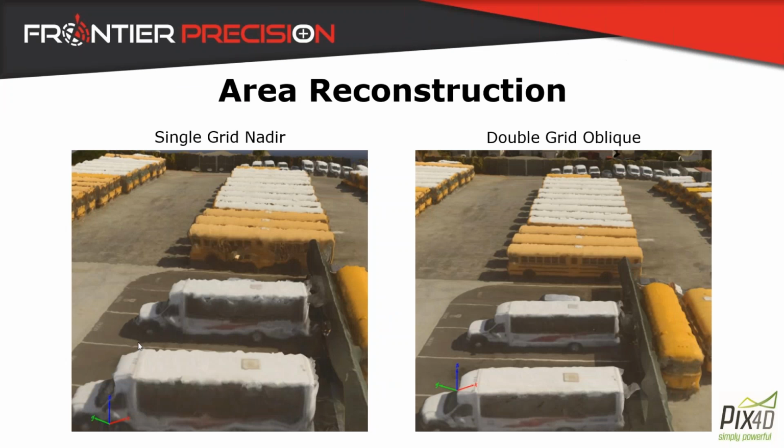Just to give you an idea here, it's basically the same data processed with a nadir flight versus a double grid oblique flight. On the left we can see the nadir, on the right we can see the oblique, and you can definitely see there's a difference between the two. We get much more definition and detail with the oblique flight on the right than we would get with the nadir flight on the left.